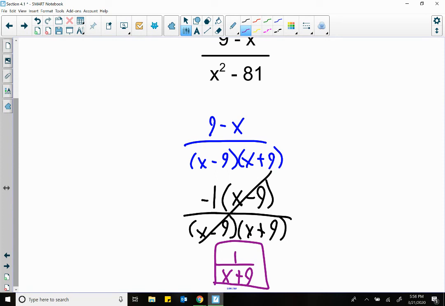Simplifying, super, super important for us. Got to make sure that you understand this. And that is 4.1.